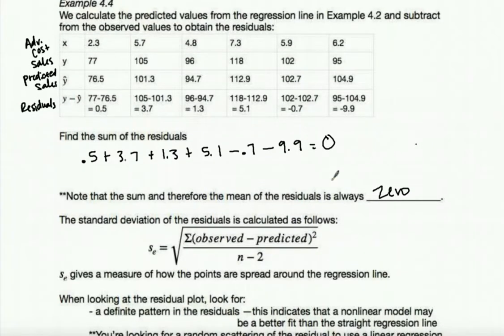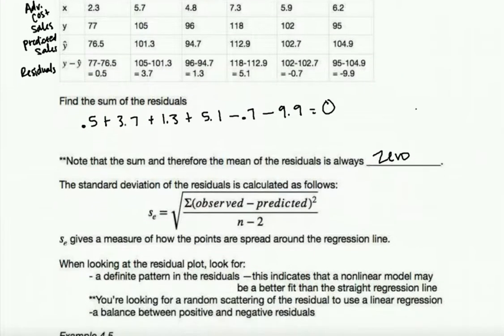The standard deviation of the residuals is calculated as follows. You'll see it as S sub E. Sometimes you'll hear it called the standard error, and that would be equal to the square root of the sum of the observed minus the predicted squared over n minus 2. And this gives you a measure of how the points are spread around the regression line.